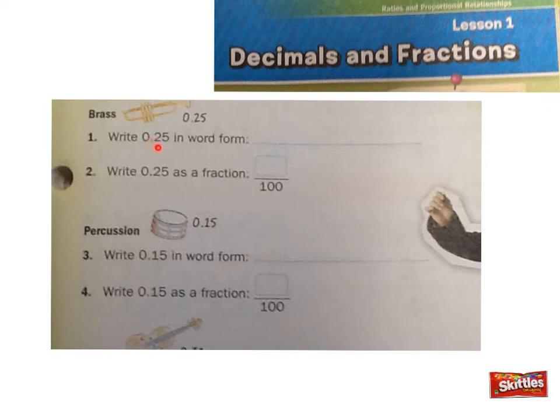Well, if we remember, the 2 is in the tenths spot and the 5 is in the hundredths spot. So this is actually going to be called 25 hundredths. Writing it as a fraction, since it's 25 hundredths, we can put 25 over 100.